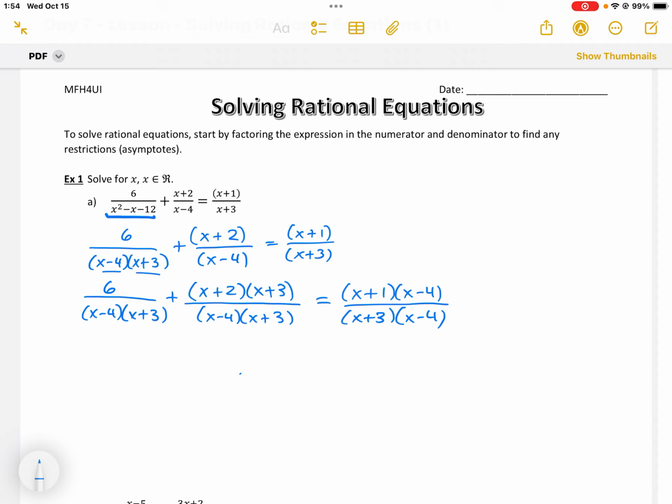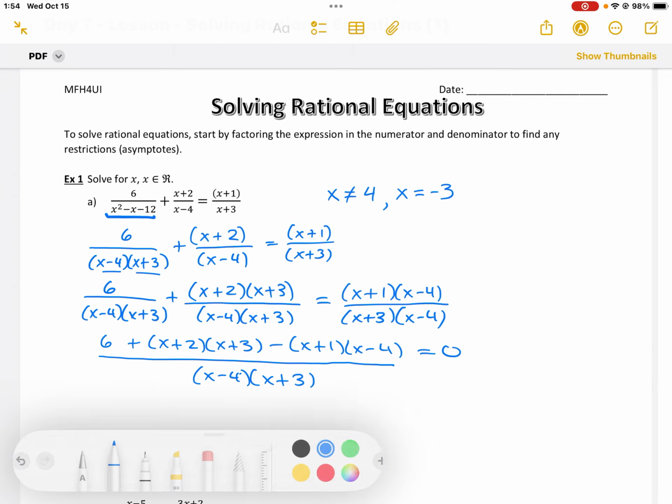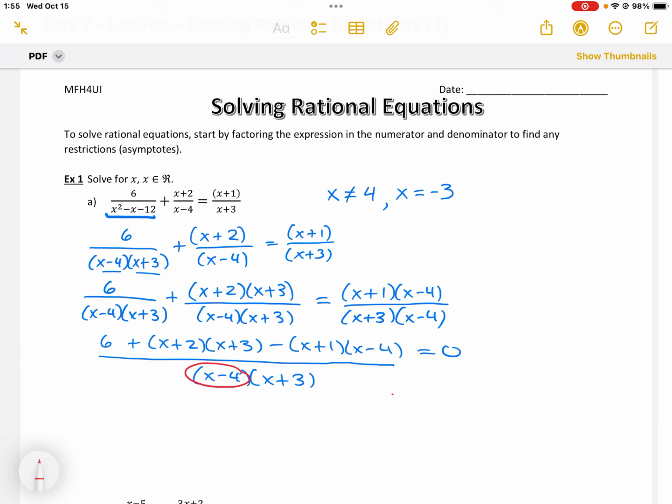Now I'm going to move everything over onto the left-hand side, and then I'm going to expand and collect like terms. So on the right-hand side, I've got 0. My denominator is the same for all three: (x minus 4)(x plus 3). My denominator also tells me my restrictions on the equation. So I'm going to say that x cannot equal 4 and x cannot equal minus 3 because those are the values that would make my denominator 0.